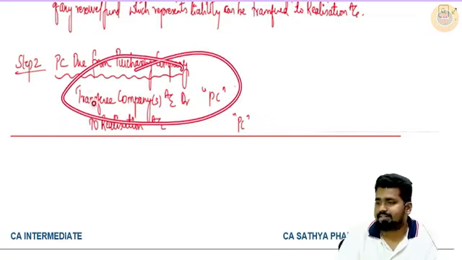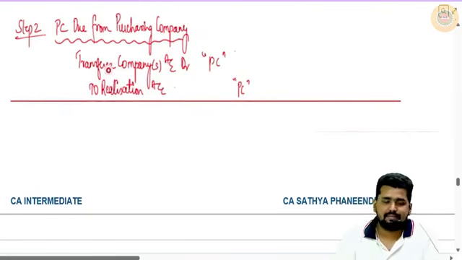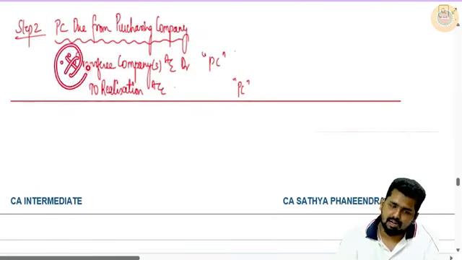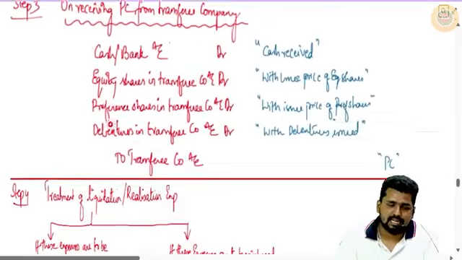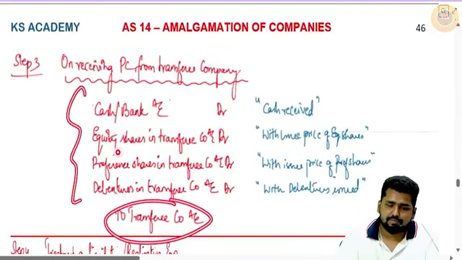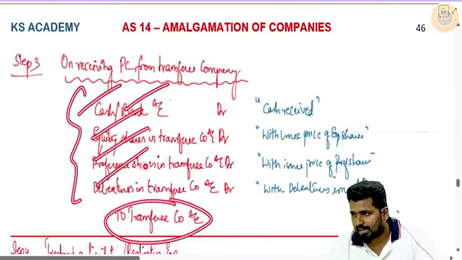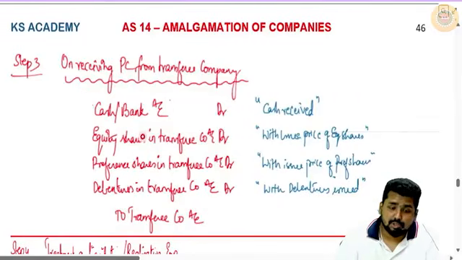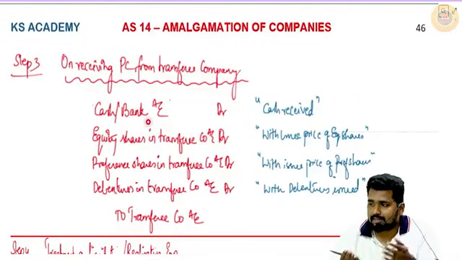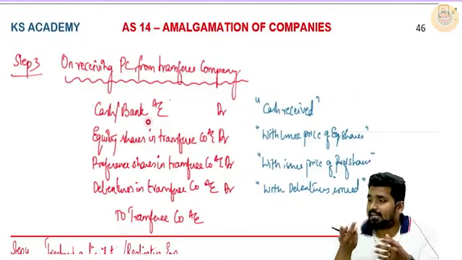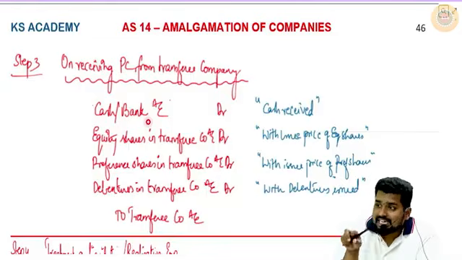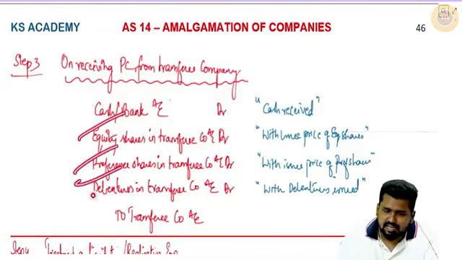Sir, once PC is received from the transferring company, whether it should be the same receivable debit or it should be reversed? It should be reversed. Clear? So reverse on receipt of PC. Whatever you receive, that has to be debited. Cash, equity shares. You should not write equity share capital, because we are not issuing capital. Equity shares you have to write. Okay, equity shares in transferring company against this.